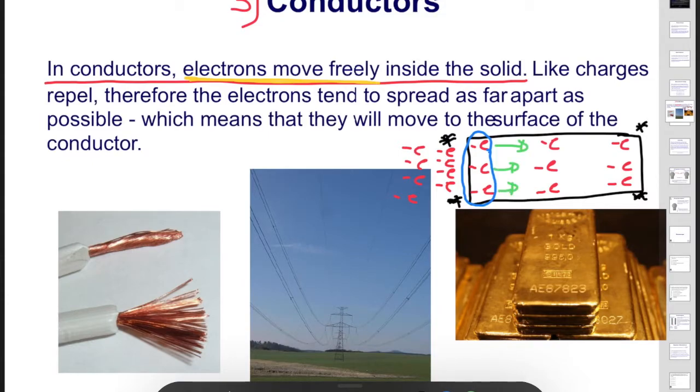Since on the left we have a lot of electrons, on the right we have fewer electrons. That means they're going to be moving to the right here. Now, what will happen with these electrons that are now in the center? They are feeling the electrons that are close to them, and they're going to also what? Move far away. Now, here comes the problem.